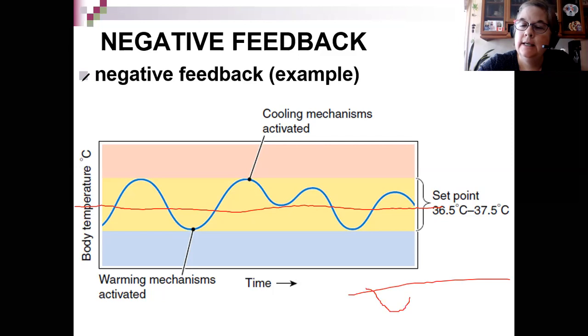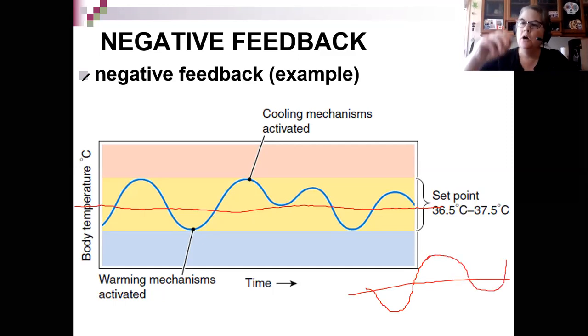Well, then our furnace kicks in and brings it back up, except our furnace overshoots it. As soon as we get a little bit above the 20 degrees, our furnace shuts off. Then our house starts to cool, gets a little bit below, furnace kicks in. And we're always going around that normal. That's really what's happening with negative feedback. So our body system works like how your thermostat works with your furnace. Okay. All right. Any questions about negative feedback? What that's all about?